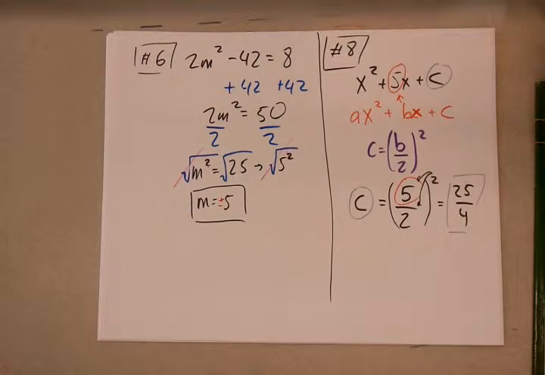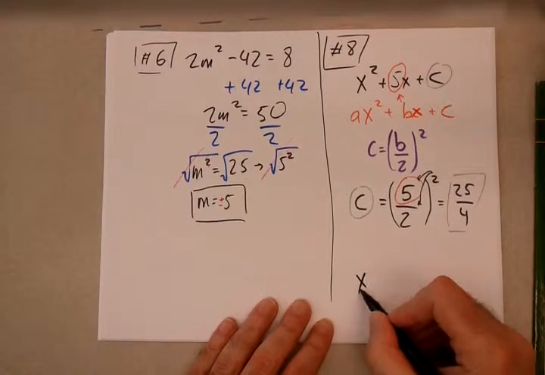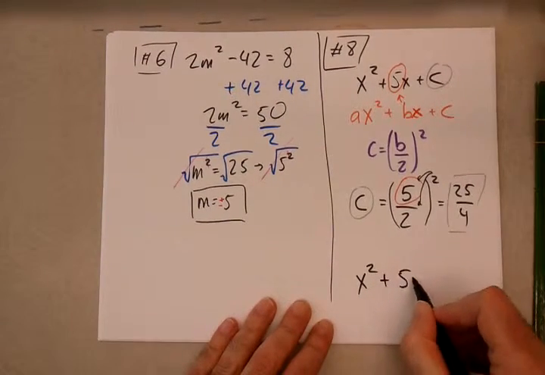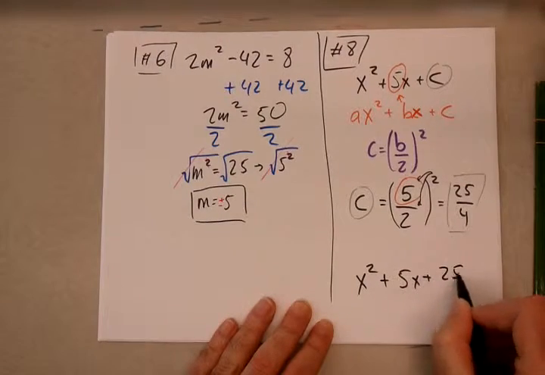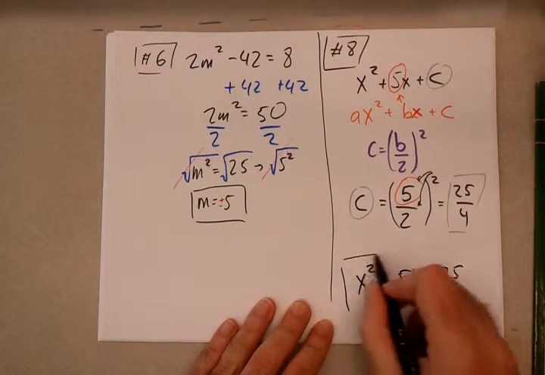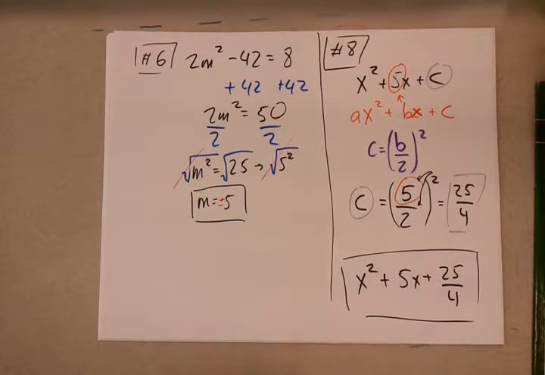So to finish the problem off, I'm simply going to substitute that value in for c. So you're going to get x squared plus 5x plus 25 over 4, and you are done. So that's it for that particular problem. So that's number 8 on that middle problem set.